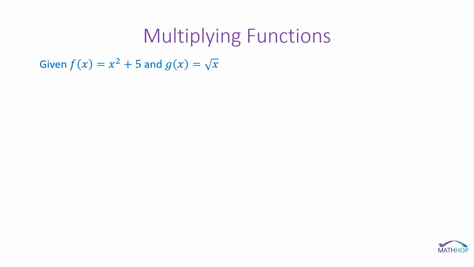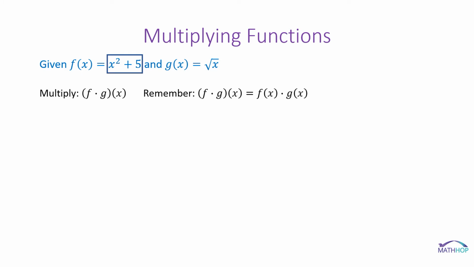But g of x is a square root function. And remember, square roots are limited to 0 and positive numbers. So the domain on g of x will be x is greater than or equal to 0, because we cannot take the square root of a negative value. So when we multiply f times g of x, we will do f of x times g of x. At first, it will look a little scary. We're going to take x squared plus 5, and we're going to multiply it by the square root of x.